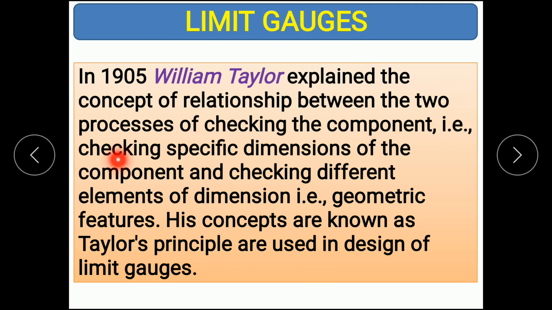checking specific dimension of the component and checking different elements of dimension, that is geometric features. Geometric features means circularity, cylindricity, parallelism, etc. So simultaneously along with checking the dimension, we can also check other parameters, that is geometric features. His concepts are known as Taylor's principle, used in the design of limit gauges.